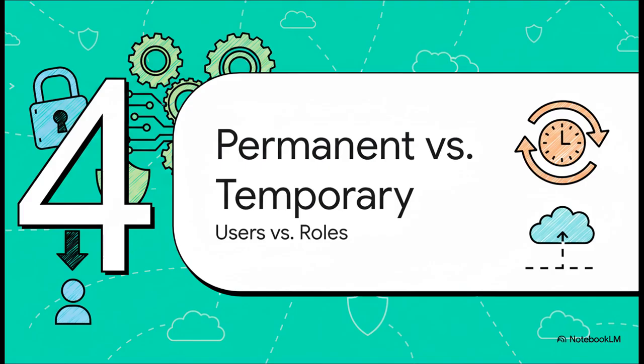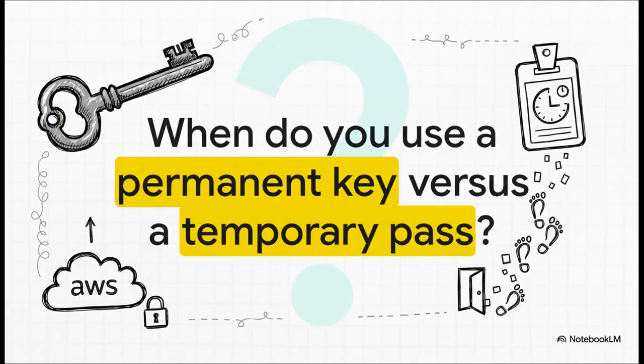That brings us to Section 4, and this is probably the most critical distinction to really get your head around in all of IAM, the difference between a permanent user and a temporary role. Getting this right is a game changer. So let me ask you directly, when does it make sense to give someone a permanent key that's theirs forever versus a temporary pass that expires in an hour? The answer to that question pretty much defines your entire security posture.